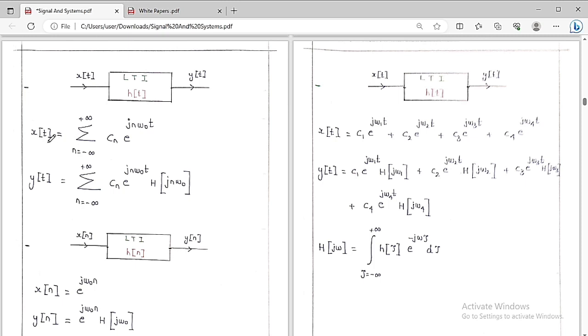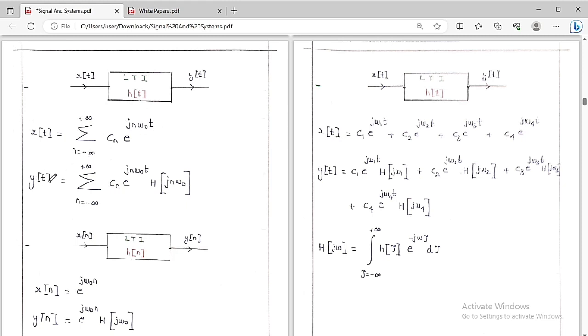So I can write x of t like this: sigma n equal to minus infinity to plus infinity Cn e to the power of j n omega naught t. In the previous lecture, we wrote x of t in terms of the impulse signal. But here we are going to write it in exponential terms. So x of t is sigma n equal to minus infinity to plus infinity Cn e to the power of j n omega naught t. Like this we can write.